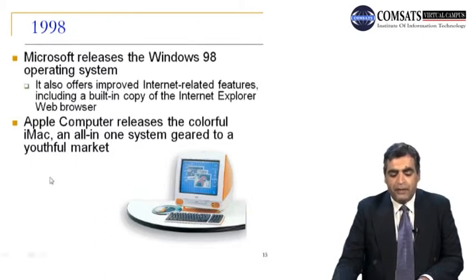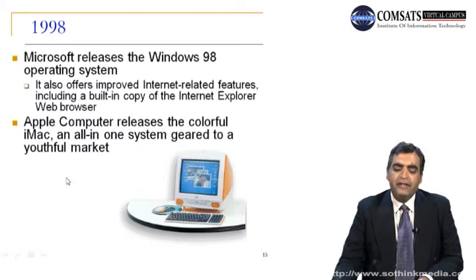In the same year, as you can see in the picture, Apple Computer releases the colorful iMac, an all-in-one system geared to a youthful market. You can see in the picture that the keyboard and mouse are extra, while the processor, the CD-ROM, and the speakers are all built in one unit along with the monitor. This is the iMac.